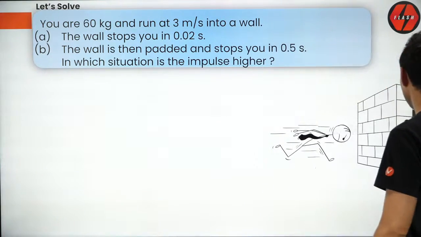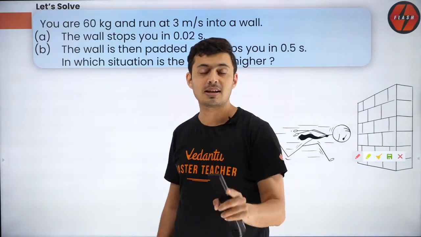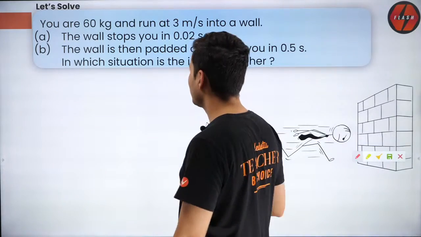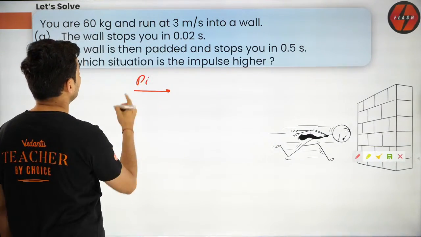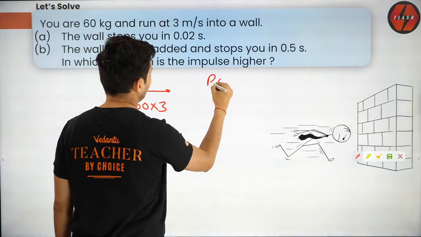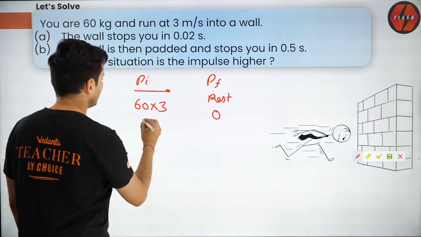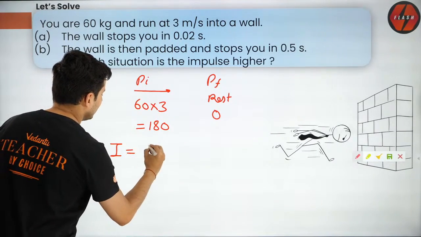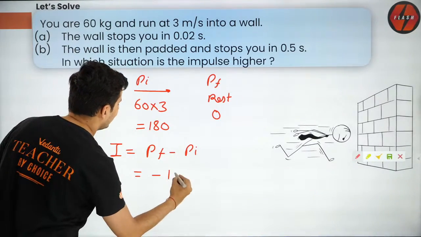A lot of you people got confused. What did I tell you? There is a difference between impulsive force and impulse. Impulse is not the same as impulsive force. I just told you that and you guys got confused. Guys, what was the initial momentum? Initial momentum 60 multiplied by 3. What is the final momentum? Well, that's at rest. So obviously it's 0. So 60 into 3 is nothing but 180. So if I ask you what is the impulse, it is nothing but final minus initial. So final is 0, so it is 180.